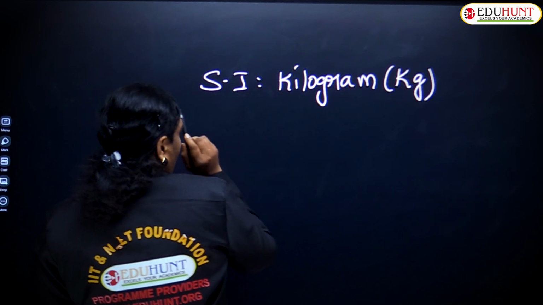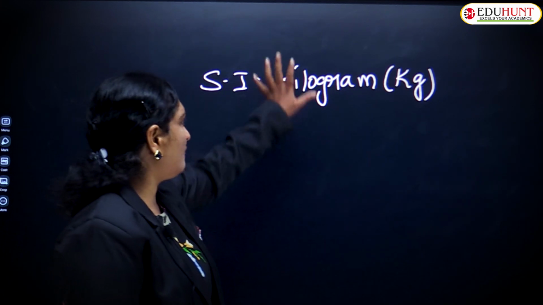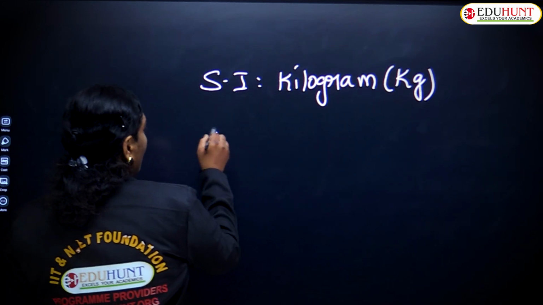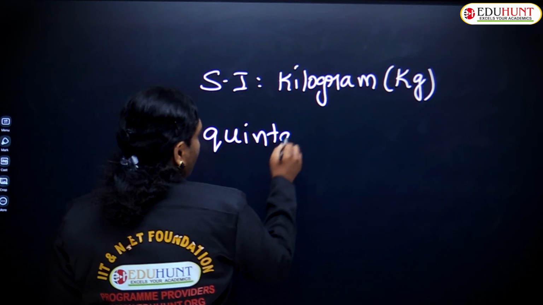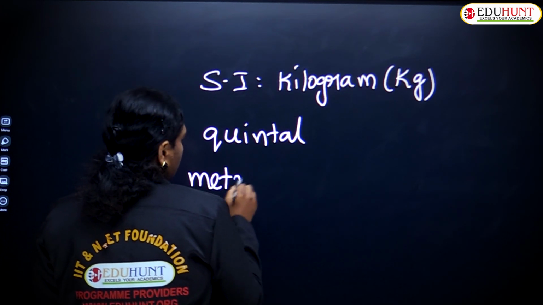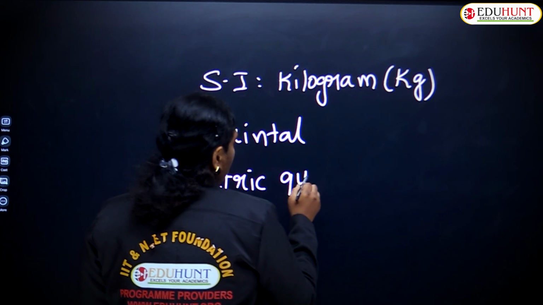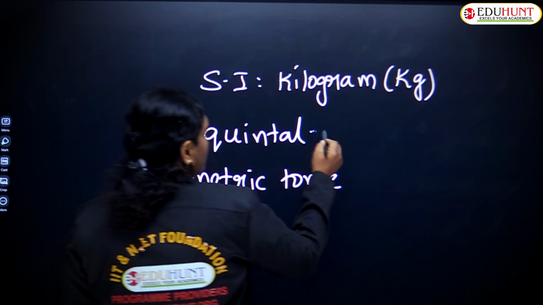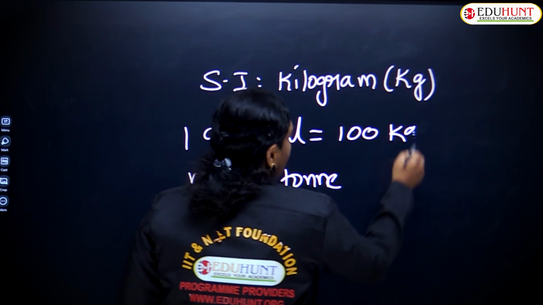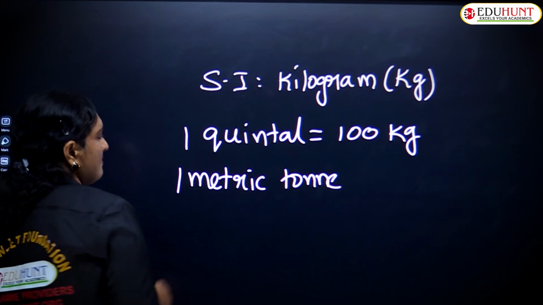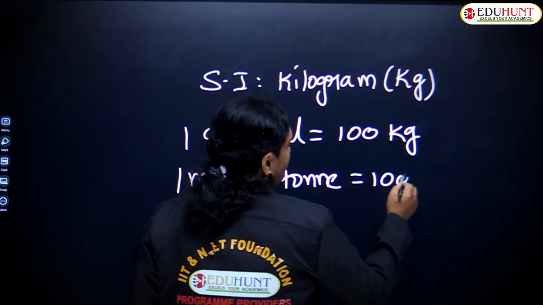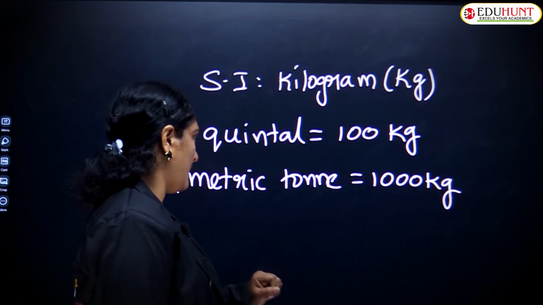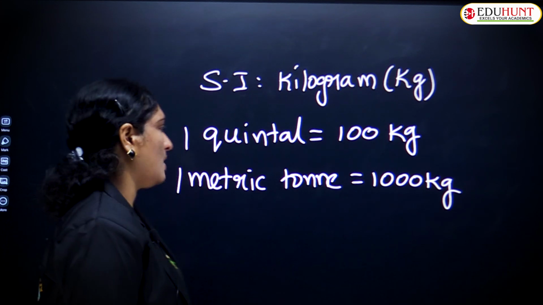Now the other forms of units, apart from kilogram, the higher units, that is multiple units, are quintal as well as metric ton. 1 quintal is equal to 100 kilograms, whereas 1 metric ton is equal to 1000 kilograms. I repeat, 1 quintal is equal to 100 kilograms and 1 metric ton is equal to 1000 kilograms.